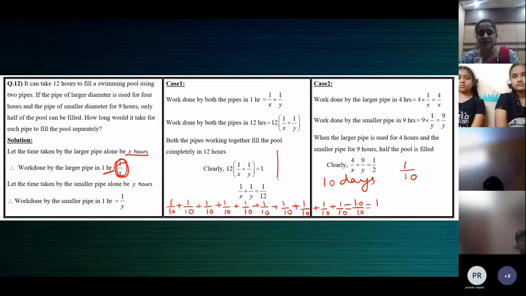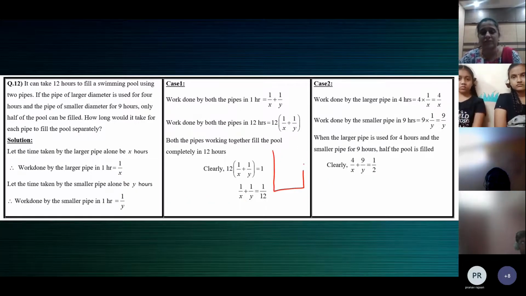Like this is the tank, divided into X portions. Supposing it fills it in 5 hours, so 1, 2, 3, 4, 5 portions. So the pipe fills 1/5 of the tank every hour, 1 by 5. Let me do it again.